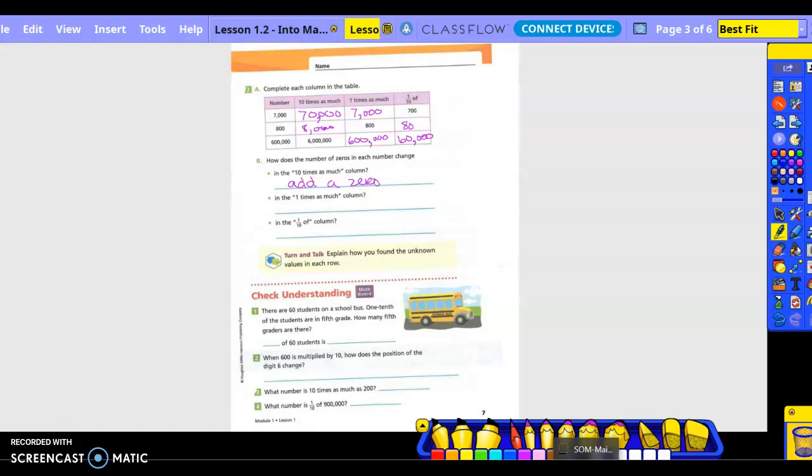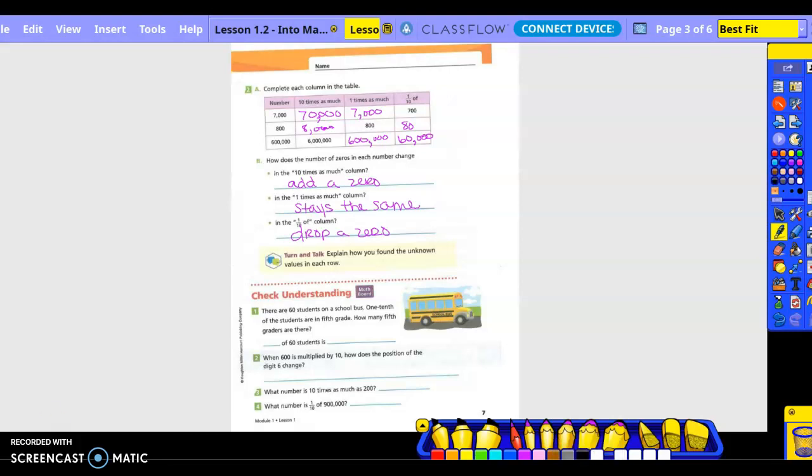How does it change in the 1 times as much? It doesn't, right? It stays the same. And then in the 1/10 of column, what do we do? Drop a 0. Now, what if it didn't end with a 0? Can you just drop a 0 like in the middle of the number? No. Okay, it has to be at the end, right?